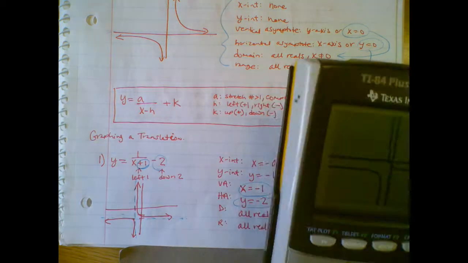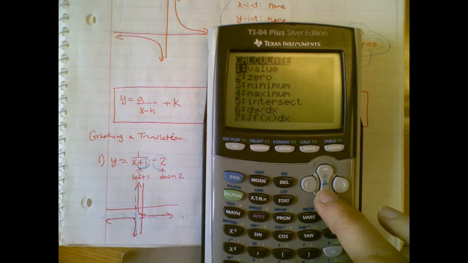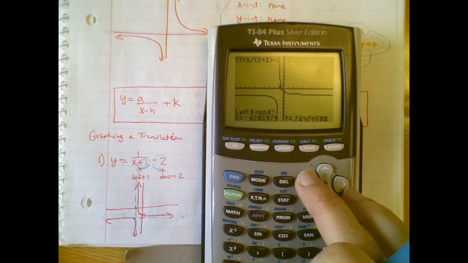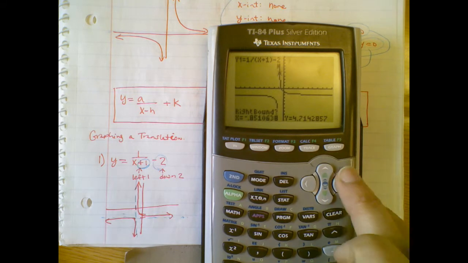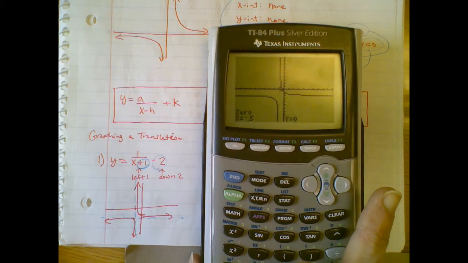So for the first part, it says, what is the x-intercept? So to find our x-intercept, we go to second trace, we go to 0, and then we want to go above and below this x-axis. So we'll go above it, click enter, go below it, click enter, and it crosses at -0.5. So that is our x-intercept.